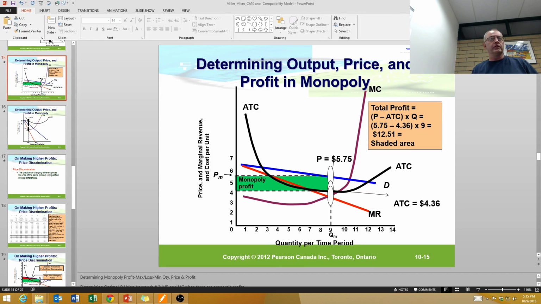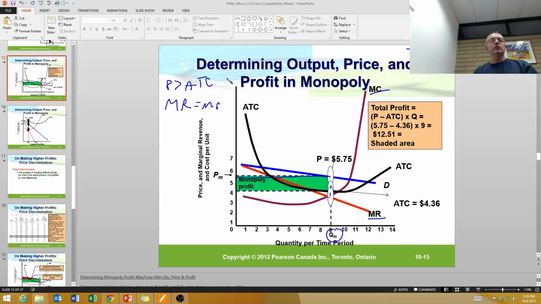So monopolists can earn economic profits, and economic profits are the point where price is greater than average total cost. So in our little diagram here, our profit maximizing level of output is at the point where marginal revenue equals marginal cost. Here's our marginal revenue, here's marginal cost, so here's our optimal quantity right here. Here's our optimal price reading off this demand curve.